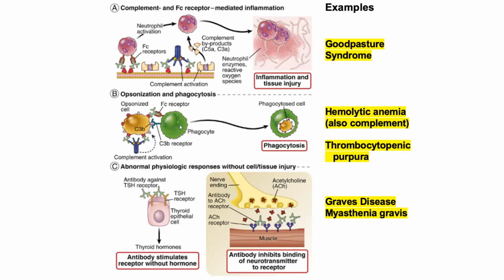So it lyses the red blood cells at the site by complement, or they'll go to the spleen and get phagocytosed by the macrophages in the spleen, and you'll lose blood cells that way too. And then lastly is like an abnormal response.